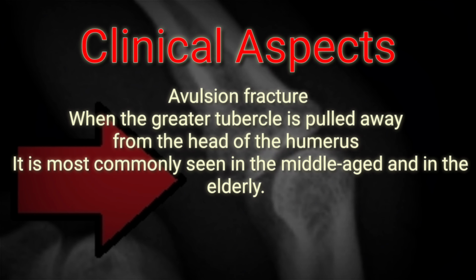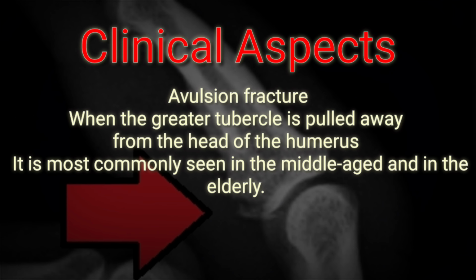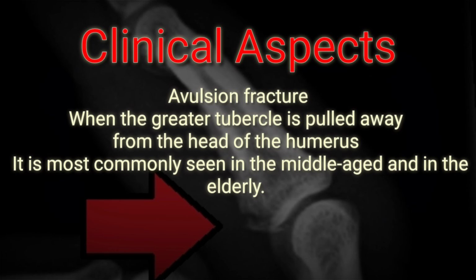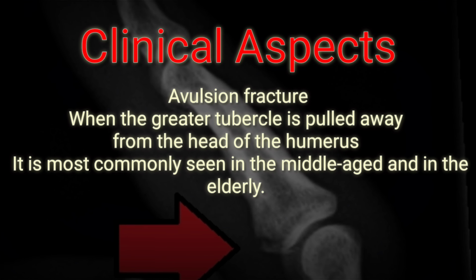Avulsion fracture. When the greater tubercle is pulled away from the head of the humerus, the result is an avulsion fracture. It is most commonly seen in middle-aged and in the elderly.